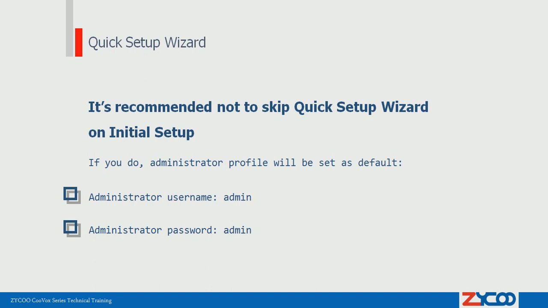If you do skip the quick setup wizard, then the default administrator login credentials will be set as username admin and the password admin. After you click on the skip button, you will be redirected to the login screen and you will have to log in with the default credentials. And if you have skipped the quick setup wizard, for system security, please do change the default credentials on first login.